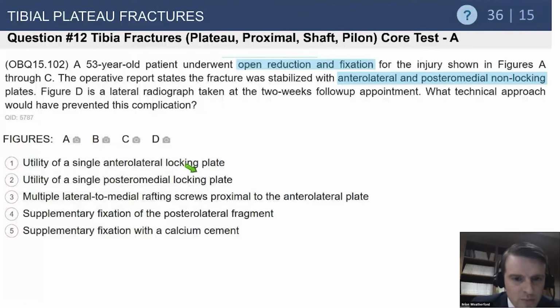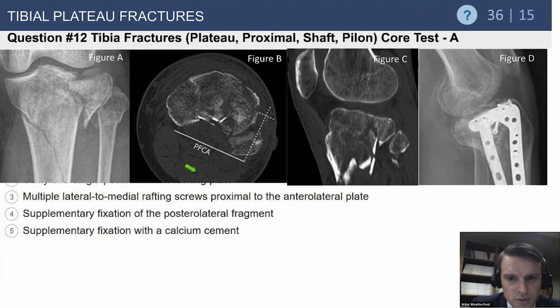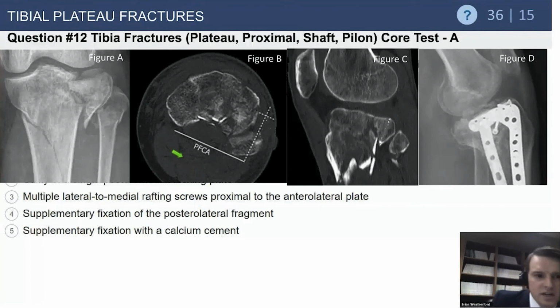Okay, the report states the fracture was stabilized with anterolateral and posterior medial non-locked plates. Figure D, lateral X-ray at 2 weeks following surgery. What technical approach would have prevented this complication?